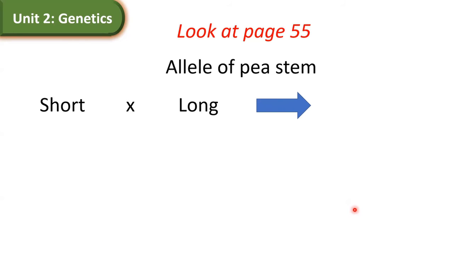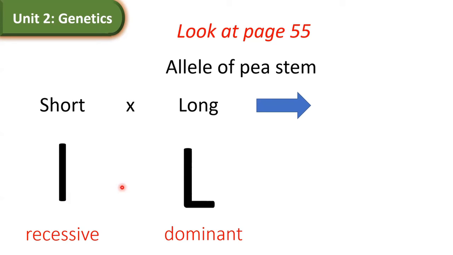Okay, one more, last: the allele of the plant stem. Which is your dominant and which is your recessive? Short: is it recessive or dominant? Short is an example of a recessive allele, and long is an example of a dominant allele.